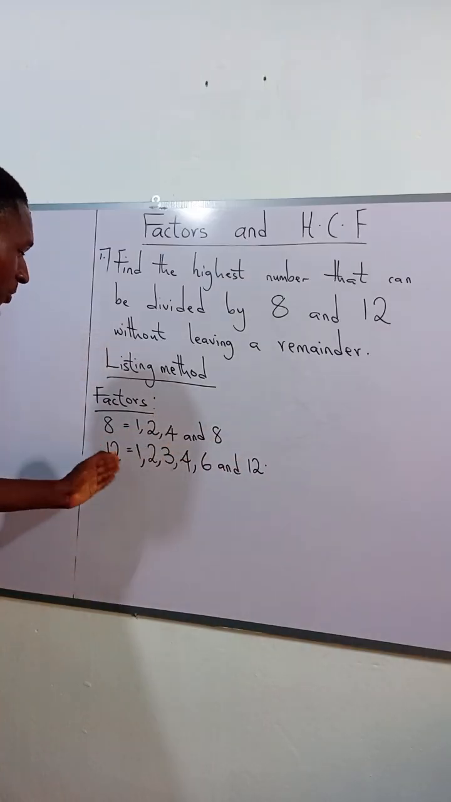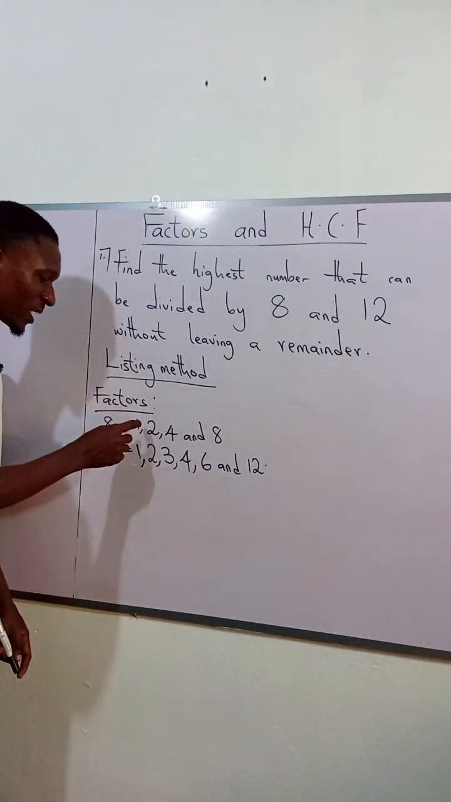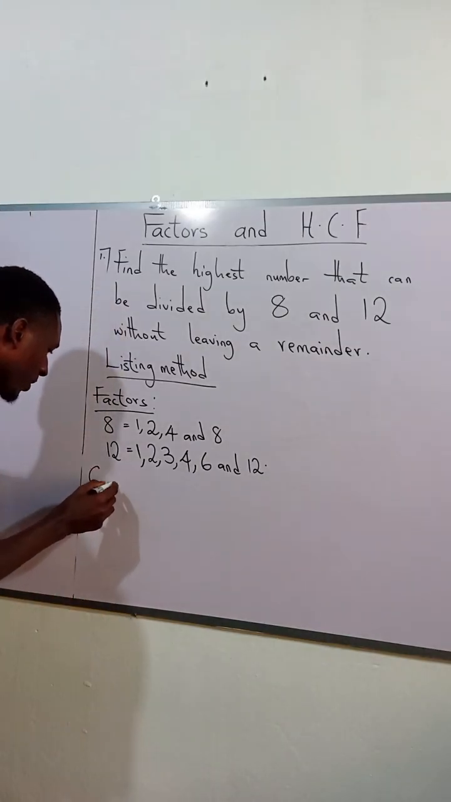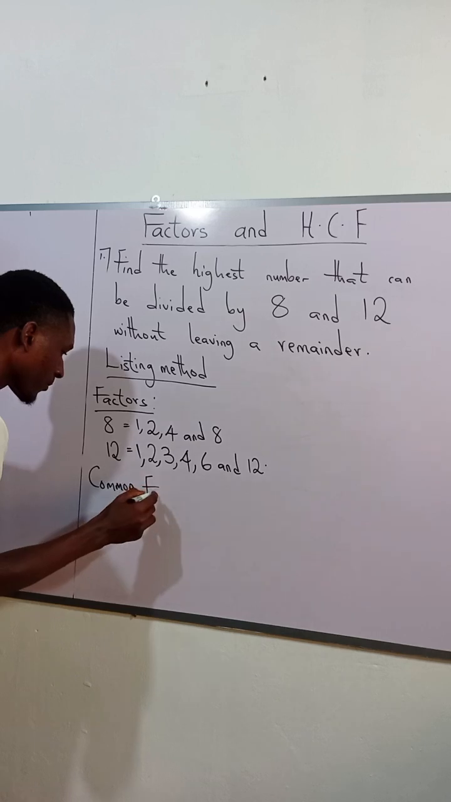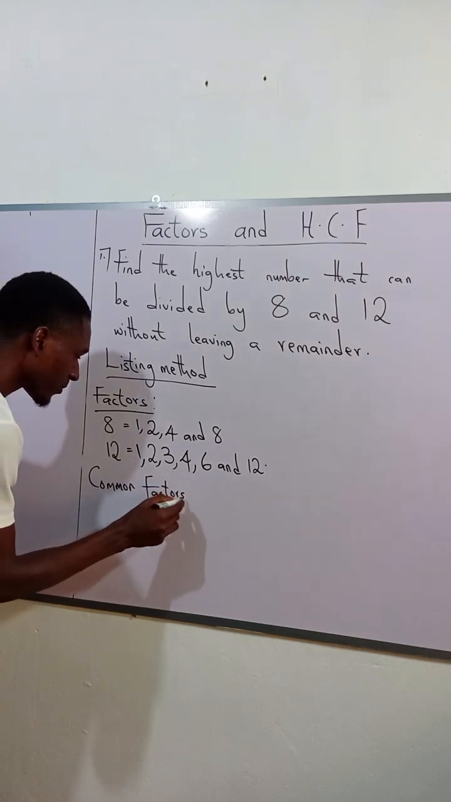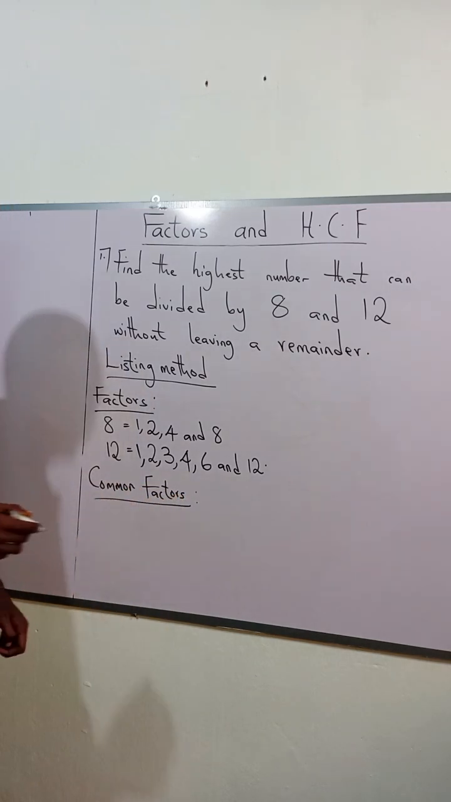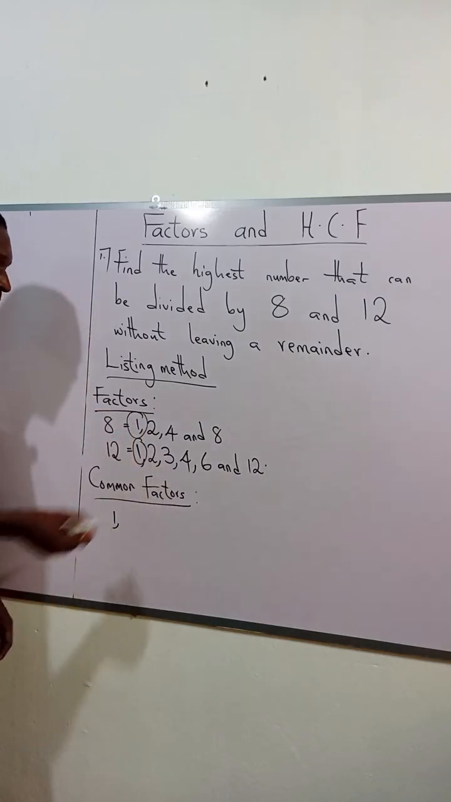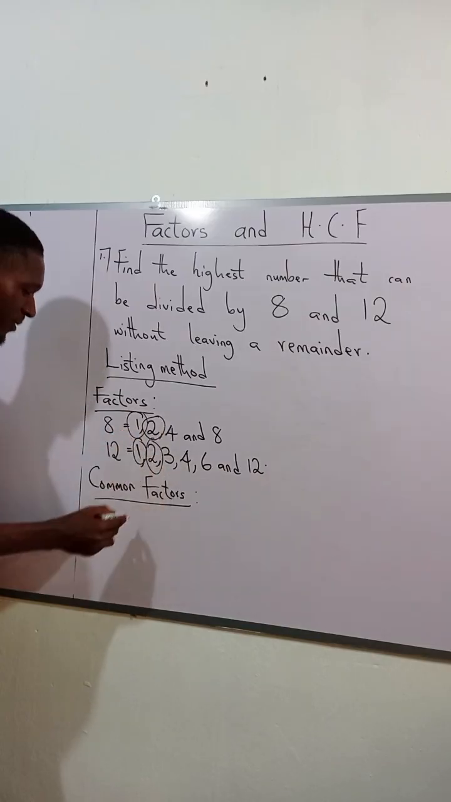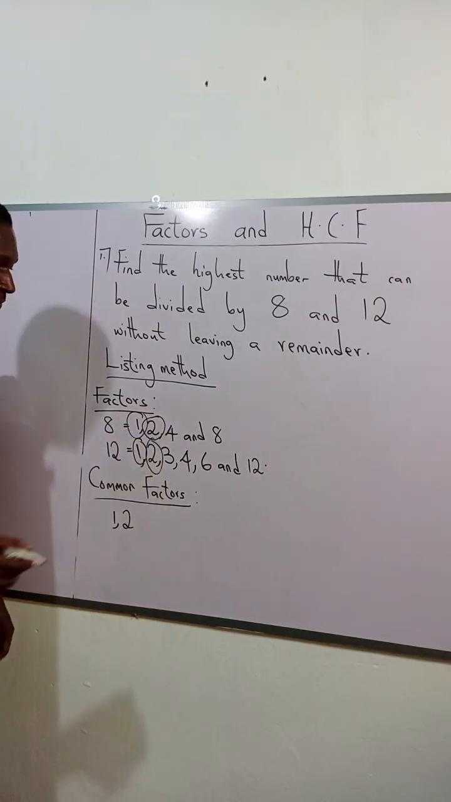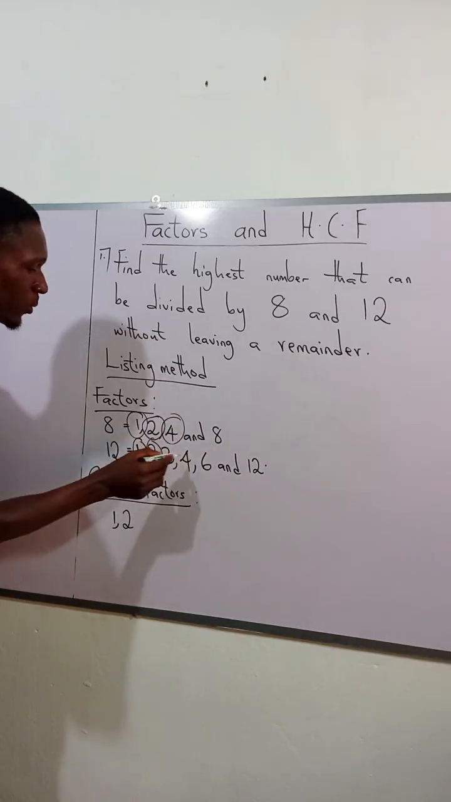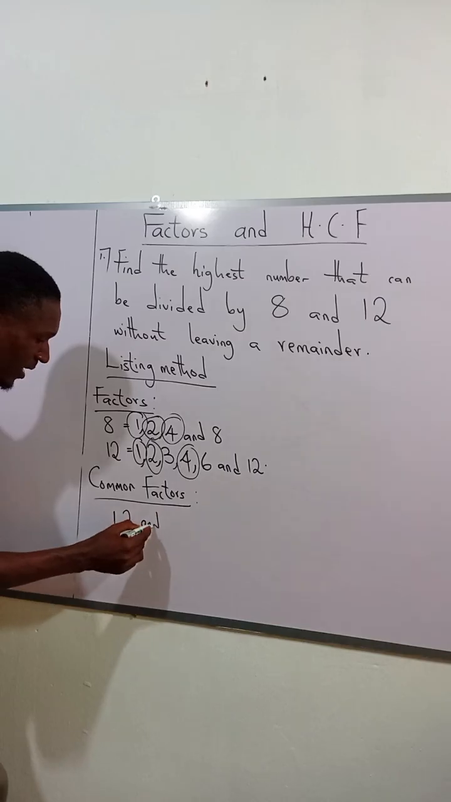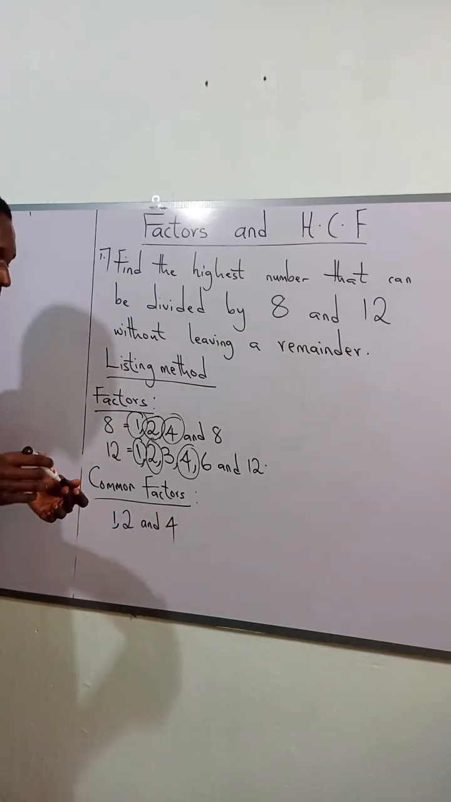Now it's time for us to pick out the common factors. What are those factors that we can see here and we can see them here? That is what we are going to write out now. Common factors. We can see 1 here and we can see 1 here. Therefore, 1. We can see 2 here and we can see 2 here. 2. We can see 4 here and we can also see 4 here. I think that is the last number we can see. Therefore, it's 1, 2 and 4. That is the common factor.